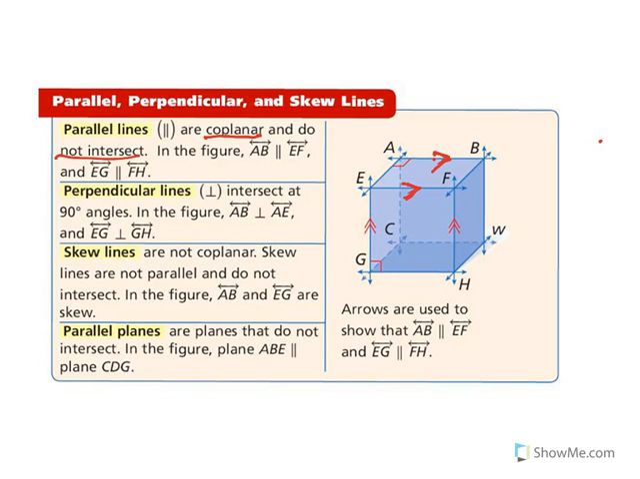Notice down here EG has two arrows and FH has two arrows, so the two arrow lines, EG and FH, are parallel, but they're not parallel to the lines with one arrow. That's why these have one and these have two. The lines with the one arrow are parallel to each other, but they're not parallel to the lines with two, which of course you're probably looking at that going, well, of course not, Miss Emig. But that's what the arrows mean.